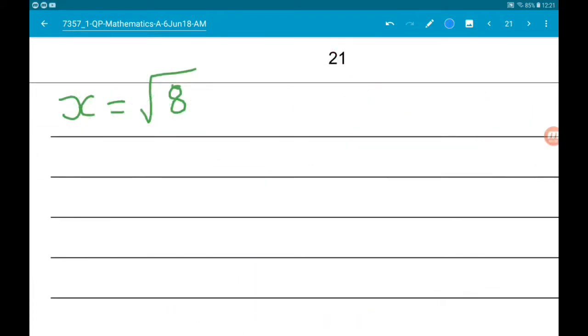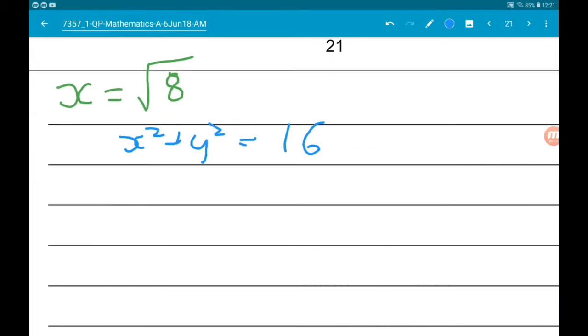Okay, so now that we know what x is, we can find y. Remember, we know from the circle, x squared plus y squared is equal to 16. If x is root 8, root 8 squared is 8. So we get 8 plus y squared is equal to 16.